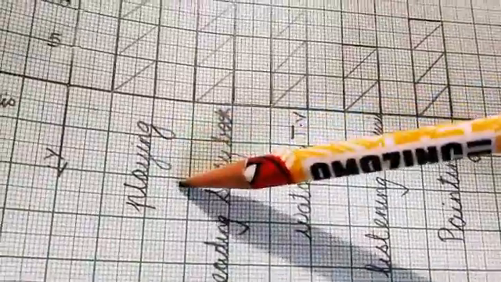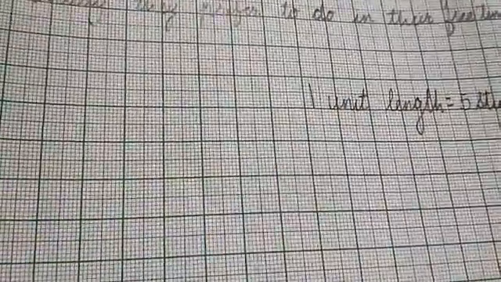And which preferred activities will you write? Playing, leave 1 box. Then reading story, then leave 1 box. Watching TV, leave 1 box. Listening to music, leave 1 box. And painting, right? These are the activities. Here you will write the scale. And what scale will it be? 1 unit length equals 5 students. So this scale will be helpful to write the numbers here.